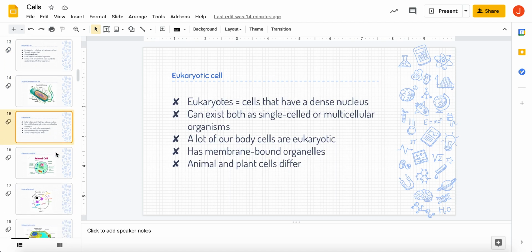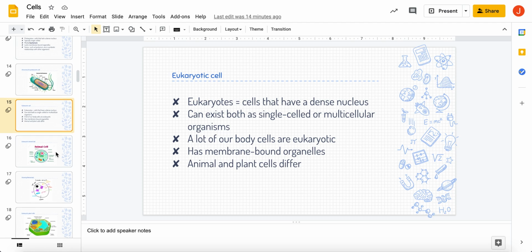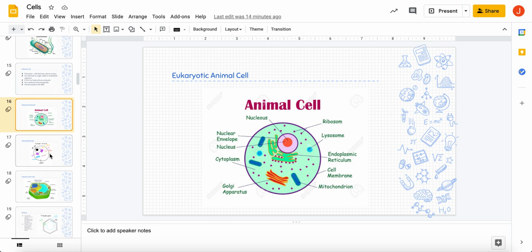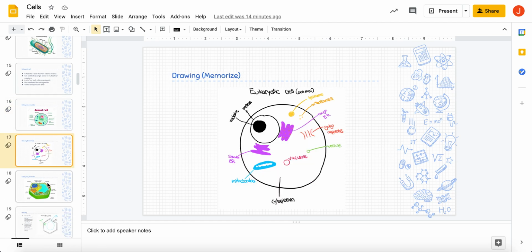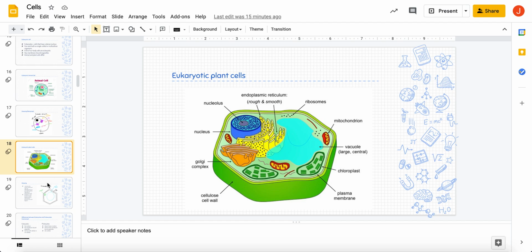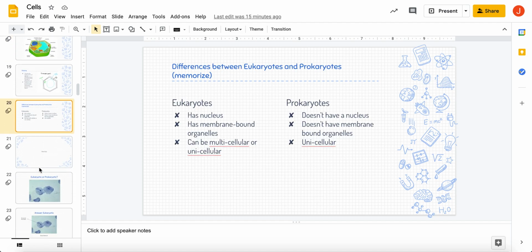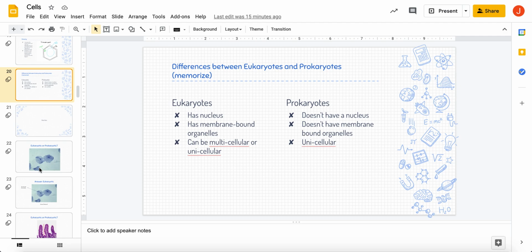A eukaryotic cell, on the other hand, has a nucleus because it can perform much more complicated things. A human cell is also a eukaryotic cell, as are animal and plant cells. I mean, humans are also animals, but they are also part of the eukaryotic group. So this is the diagram of a eukaryotic animal cell, and this is another diagram for a eukaryotic plant cell. To summarize, the biggest difference between a eukaryotic cell and a prokaryotic cell is that a eukaryotic cell has a nucleus, whereas a prokaryotic cell doesn't.